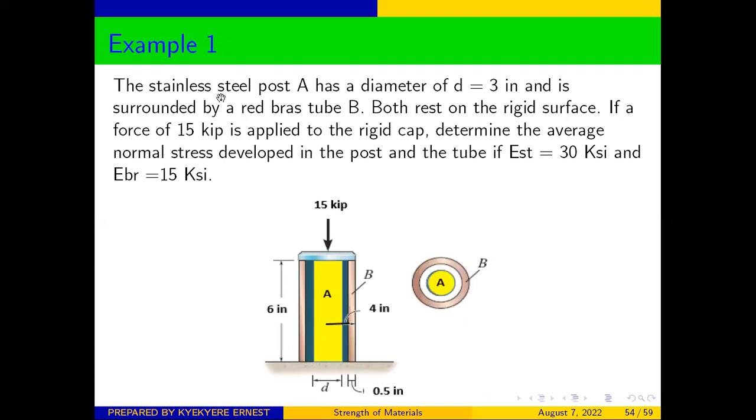The stainless steel post A has a diameter of B equals 3 inches and is surrounded by red brass tube B. Both rest on the rigid surface. If a force of 15 kips is applied to the rigid cap, determine the average normal stress developed in the post and the tube if E_st is equal to 30 ksi and E_br is equal to 15 ksi.